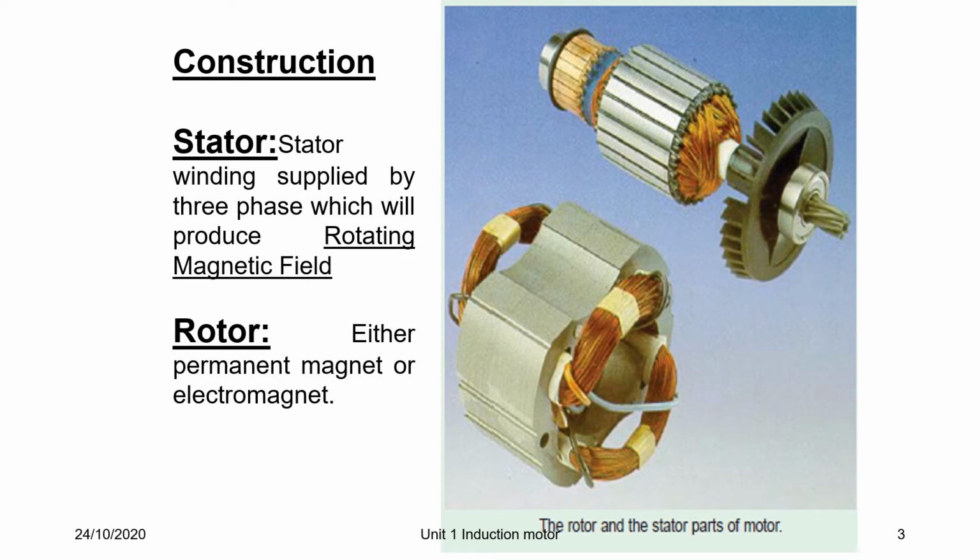The construction here is reversed. In the case of the three-phase induction motor, the rotor is made up of rotating coils, but here the rotor is made up of a magnet. There the stator carries the coils, and here the magnet is the rotor.